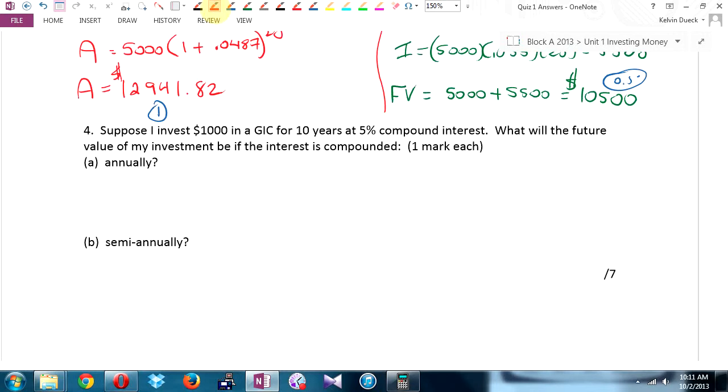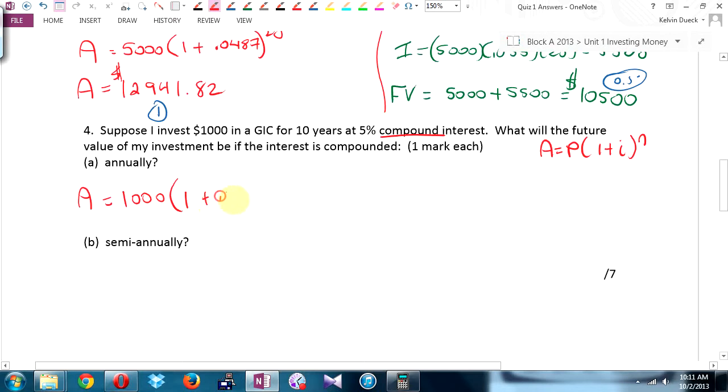Okay. So a guaranteed investment compound annually for number 1. So I'm going to use A equals P bracket 1 plus little i to the n. In number 4A, it's going to be A equals 1,000, 1 plus 0.05 divided by 1 to the power of 10 times 1. Erica's saying, hey, Mr. Dueck, last time you didn't bother writing the divided by 1. Why'd you do it this time?